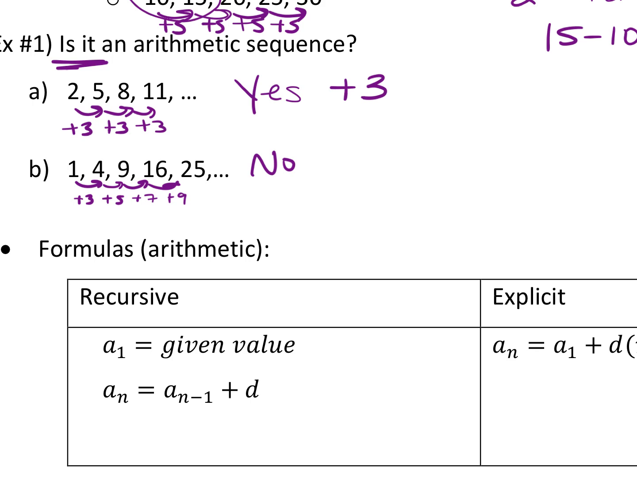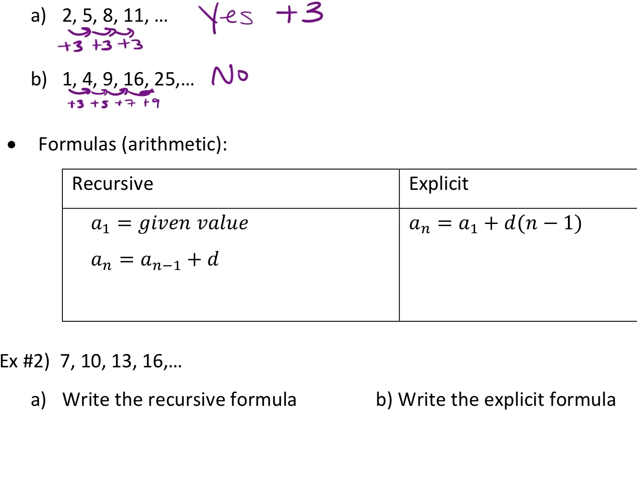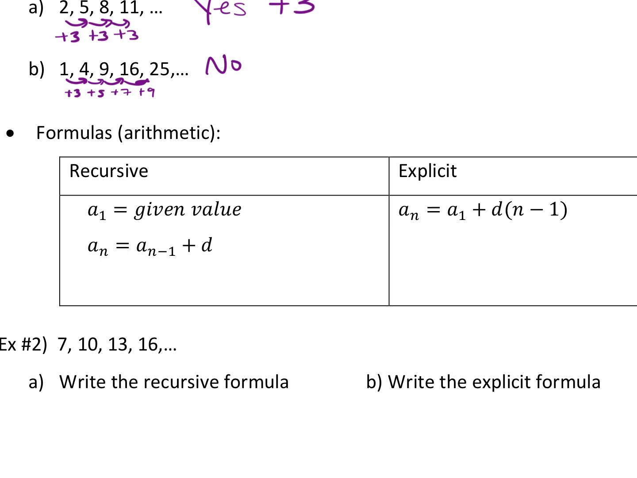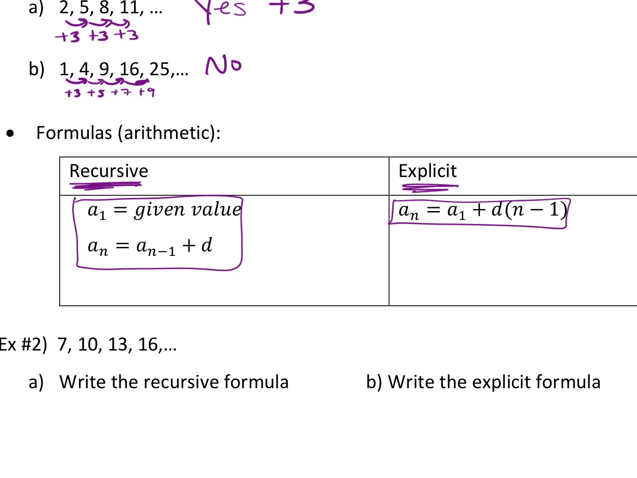The formulas: for an arithmetic sequence, there are 2 formula setups here. You don't need to memorize them. We put them at the top of every quiz or test. You do need to know when to use them. You need to know this is the recursive formula and this is the explicit formula. I don't tell you it's recursive or explicit. The formula itself is just sitting there, so you'll be able to use it, but you need to know when to use it.